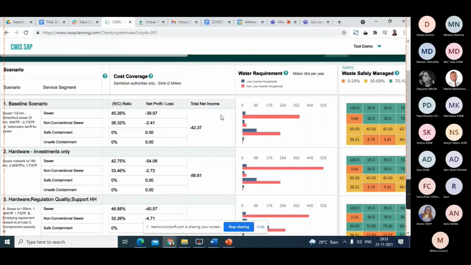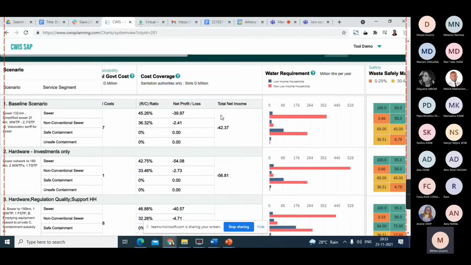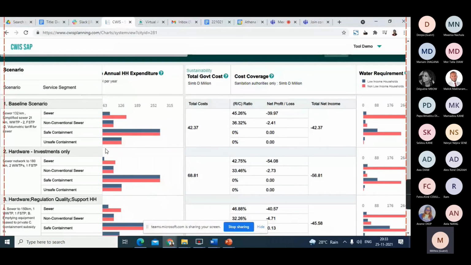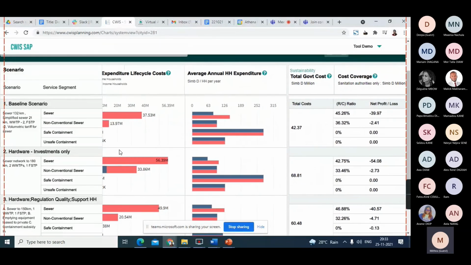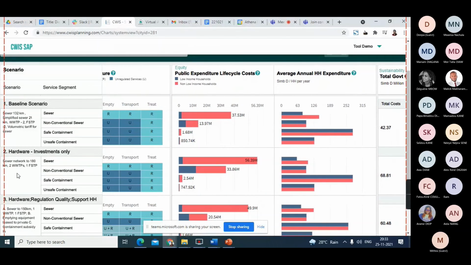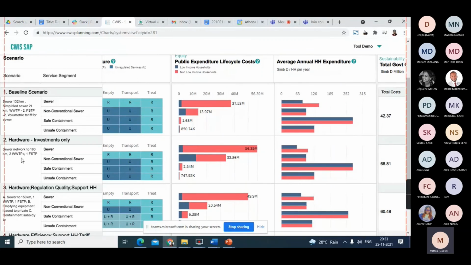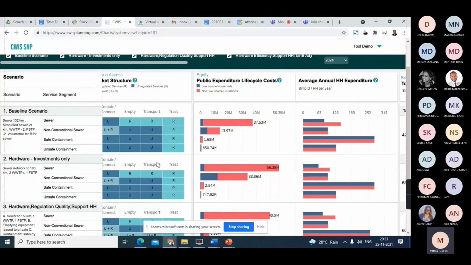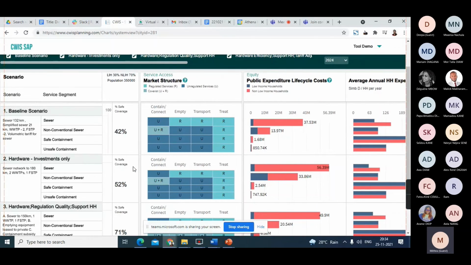Now, with this understanding of the indicators and what they measure, we can look into a scenario where we have made additional hardware investments. In the hardware investment scenario, the 132 kilometers becomes 180 kilometers, and we add 2 more WWTPs and 1 FSTP. How do we do it? We go to the edit scenario page and change the coverage, which I will explain in a minute.